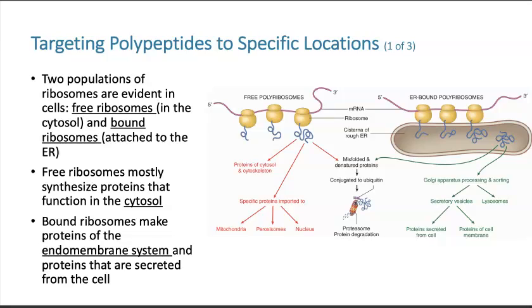So there are two basic types of ribosomes, remember. There are free ribosomes, and free ribosomes are found in the cytosol or cytoplasm. They're just kind of floating there in the cytoplasm. There are also bound ribosomes, and in eukaryotes, the bound ribosomes are found attached to the endoplasmic reticulum. Free ribosomes have an important job. Their job is to make proteins that are going to be functioning in the cytosol or cytoplasm.